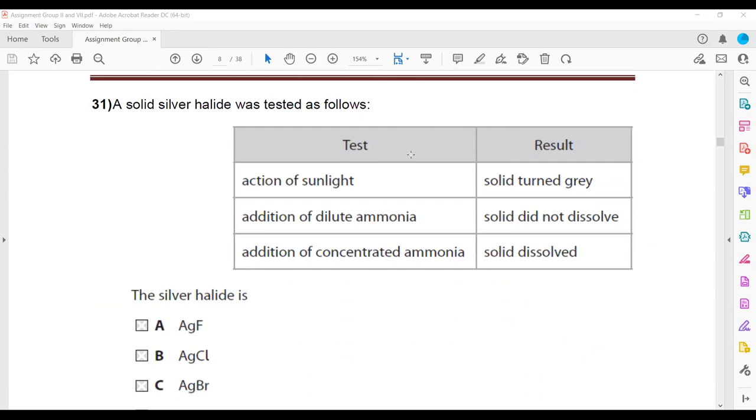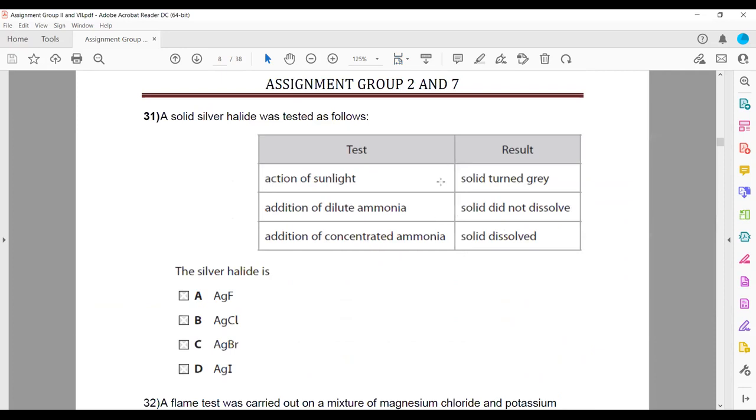Question 31. A solid silver halide is tested. On the action of sunlight, the solid turned gray. Why did this solid turn gray? Because what happened is a photochemical reaction. The silver ion turned into a silver atom when any of these halides are exposed to sunlight. So the photochemical reaction will occur for any silver halide, fluoride, bromide, or iodide, and it will form silver atoms. This silver atom will make the color gray.